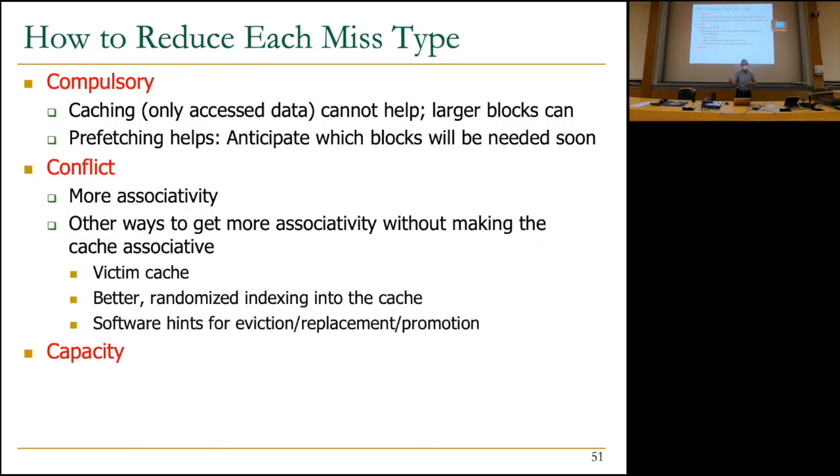But people have also proposed other things like victim caches, a small structure that keeps track of evicted cache blocks, so that maybe you're going to access them again. This helps direct map caches significantly, actually. And better indexing into the cache so that you can better utilize the indices and sets, so that you don't have very hot sets, for example, that you heavily do thrashing on. And software hints for eviction and replacement policy are actually quite interesting also.